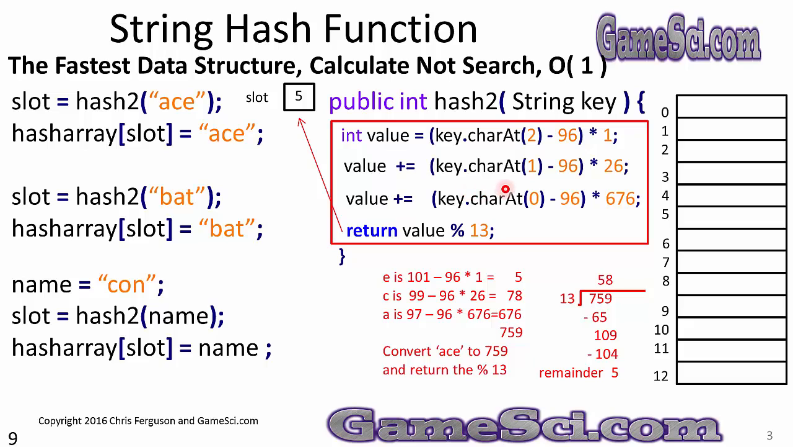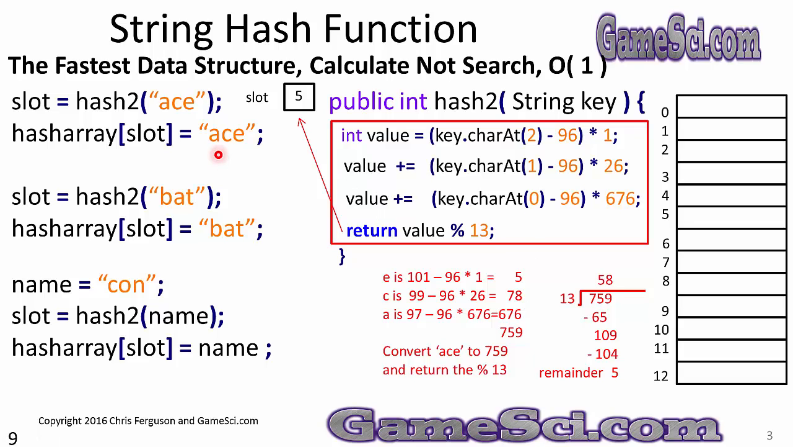Moving on to the next letter, I want to get the character at position 1 of the array. I want to pull out that C. Well, C has the ASCII value of 99. 99 minus 96 converts C to the number 3. I then multiply it by the appropriate power of 26. 26 to the first power is 26. So I'm going to do 3 times 26 and get a 78 here.